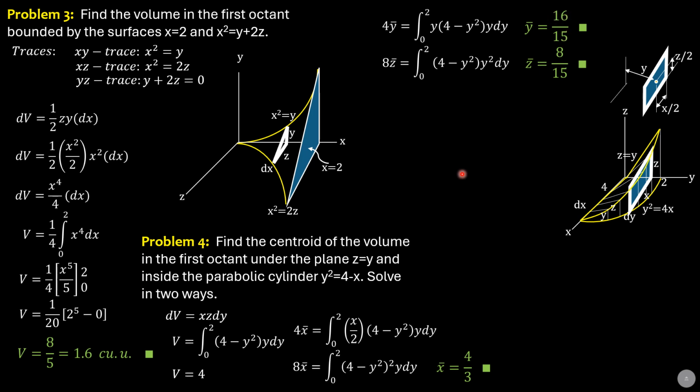Then for the second method, let's have the triangular slab here. The dimensions should be y and z, and the thickness is dx. So differential volume is 1/2 yz dx.